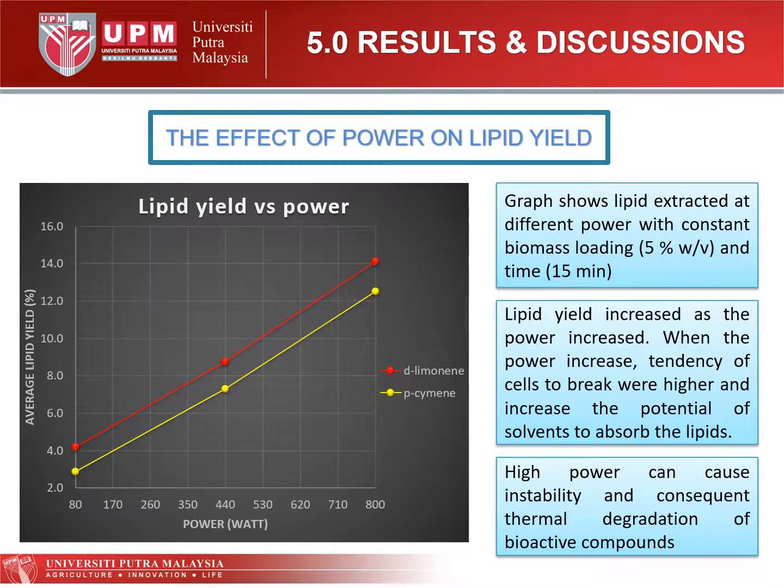The effect of power on lipid yield. The graph shows lipid extracted at different power with constant biomass loading and time. Lipid yield increased as the power increased. When the power increased, the tendency of cells to break was higher, which increased the potential of the solvent to absorb lipid. However, higher power can cause instability and consequent thermal degradation of bioactive compounds.